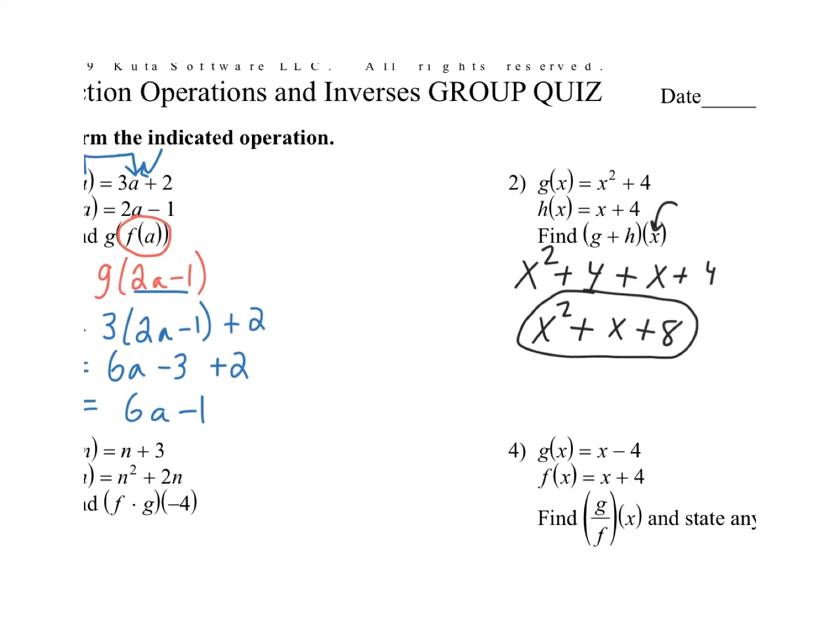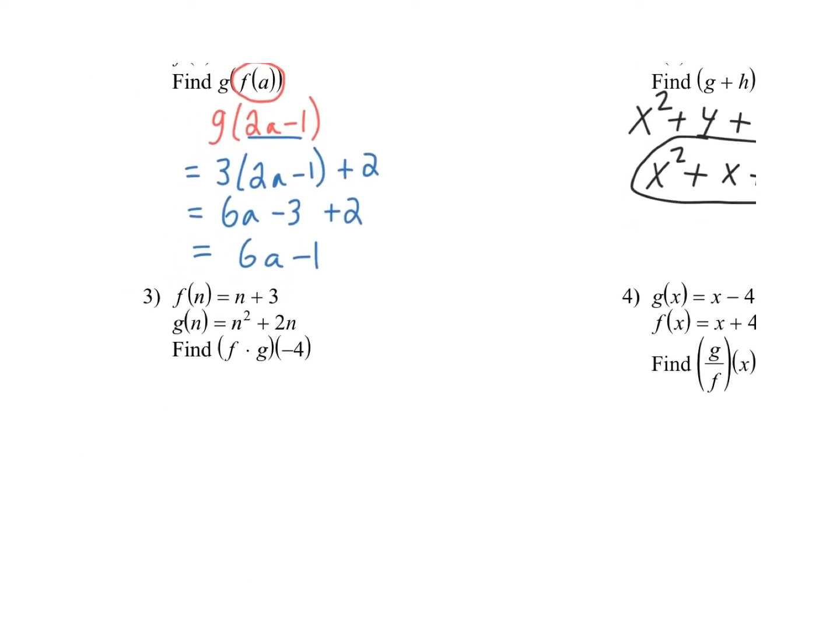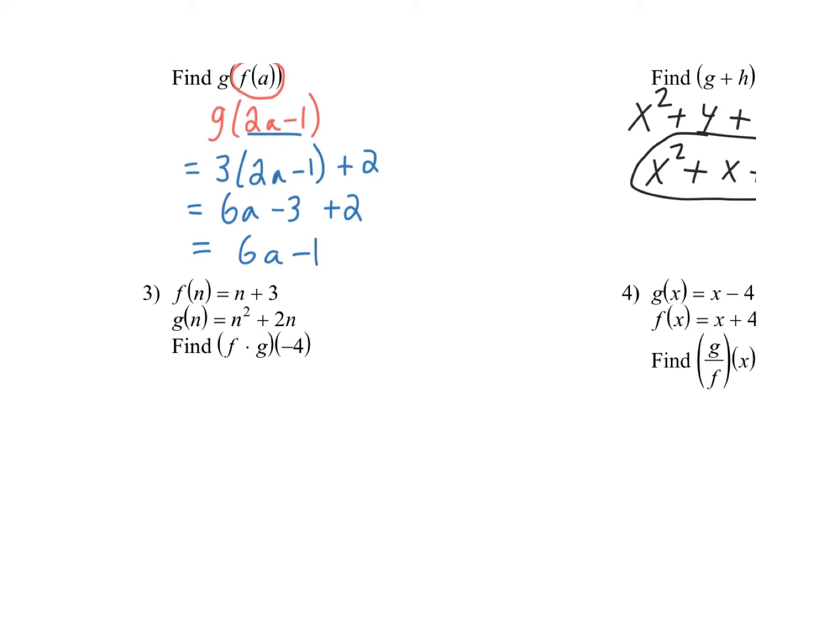Okay, moving along to number 3. A couple different ways to do this. This is a multiplication. It's f times g of negative 4. So one option is to actually multiply the rule for f and the rule for g, which would actually involve foiling or distributing, which would start out n to the third and so on.